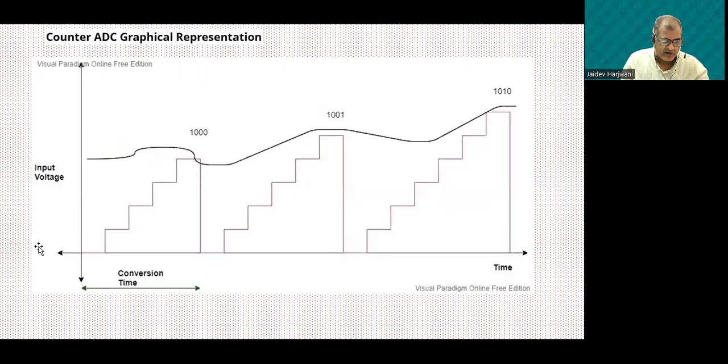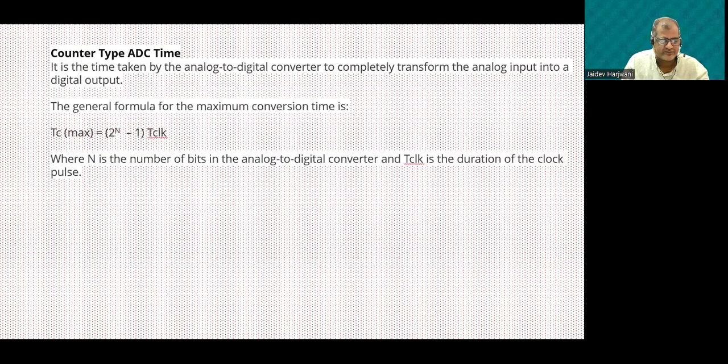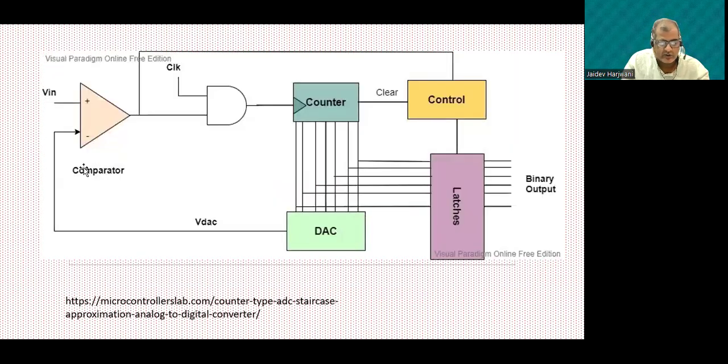Now what about the maximum conversion time? When the counter starts counting and measures the input voltage, it takes some time, which is basically determined by clock pulses. The maximum conversion time for this converter corresponds to the maximum input we can apply here, and accordingly the maximum output.